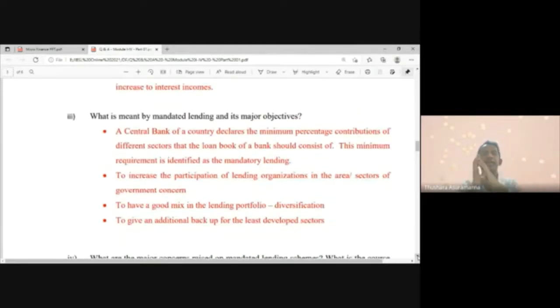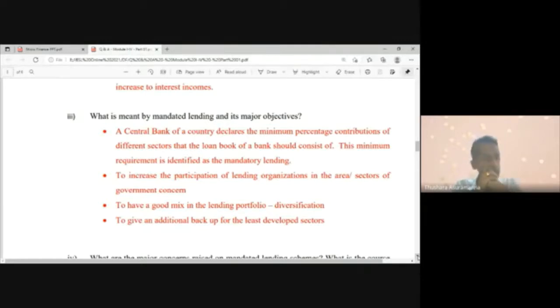Then mandated lending. And what's a major objective? There are some targeted sectors, mandated sectors, mandatory lending. So what is that and what are the major objectives? The central bank in a country declares a minimum percentage contribution of different sectors that the bank's loan book should consist of. This minimum requirement is identified as mandatory lending.